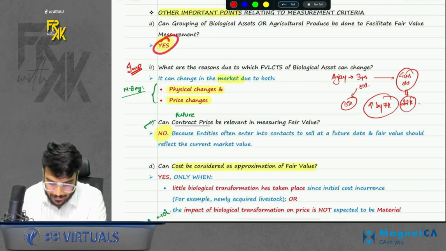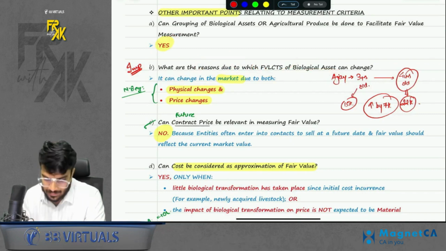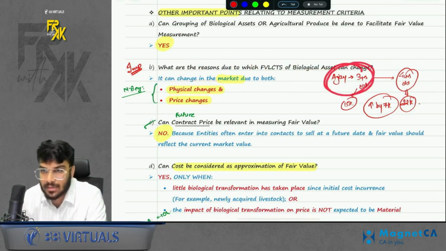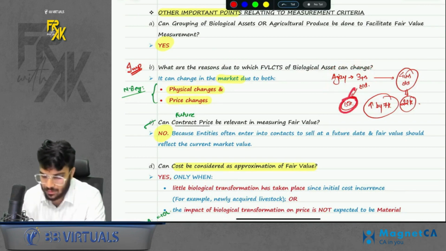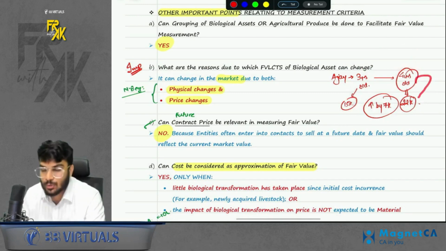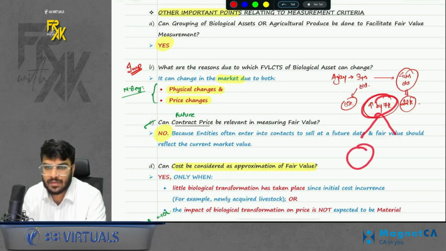Yes, you can. Second, what are the reasons due to which FVLCTS of biological asset changes? It can change due to 2 reasons. One is physical change, one is price change. I give you an example also. Let's say Ajay was 3 years old. He had a value of 15,000. Next year, he will become 1 year older. His age will be 4 years now. His value is 22,000. So his value increased by how much? 7,000. Now the reason for this increase can be 2: physical change and price change.